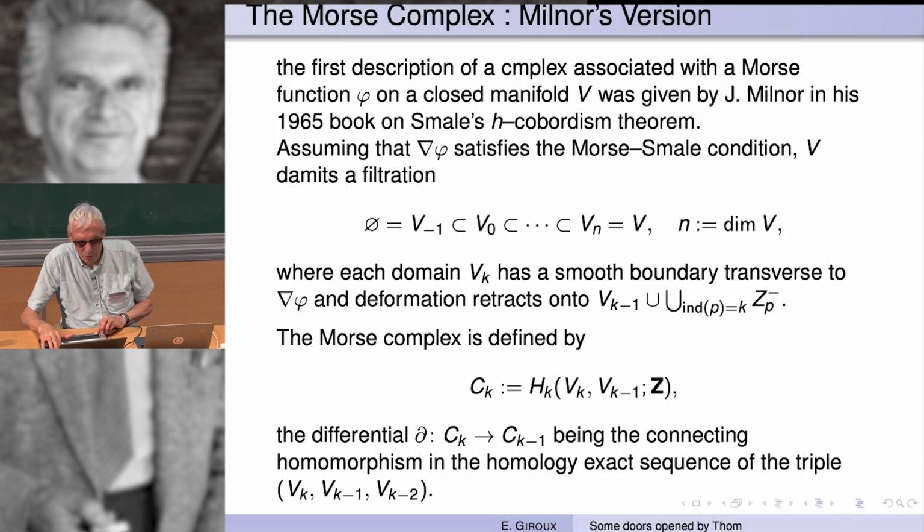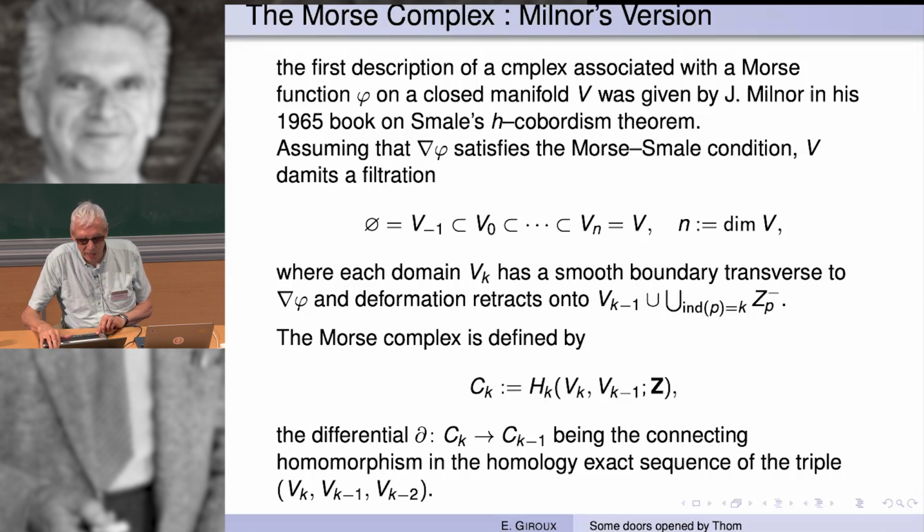Then you can find a filtration of the manifold, starting with the empty set and ending with the whole manifold, where each domain V_k has smooth boundary transverse to the gradient. But it's not a sublevel set of the given function. It's actually a sublevel set of a reordered function. But you have this filtration.